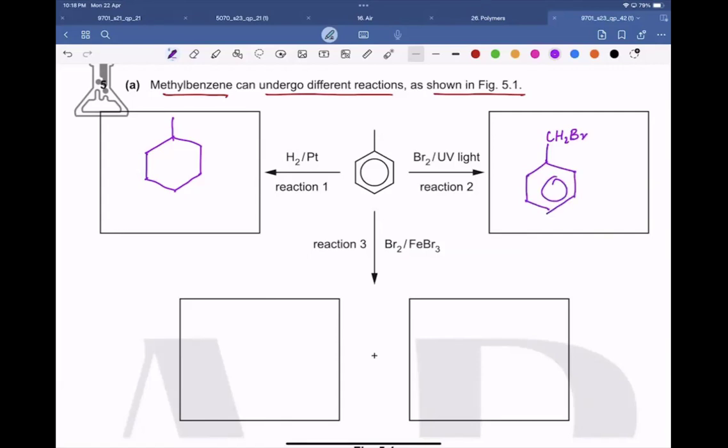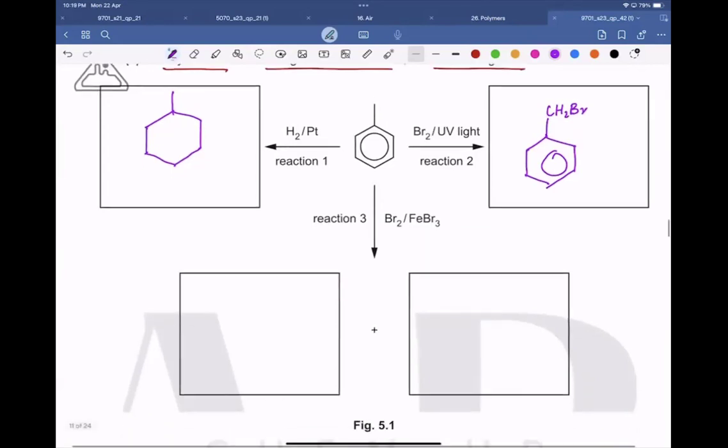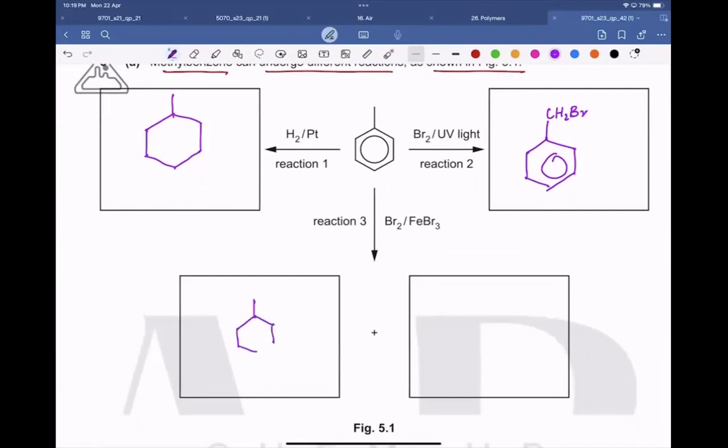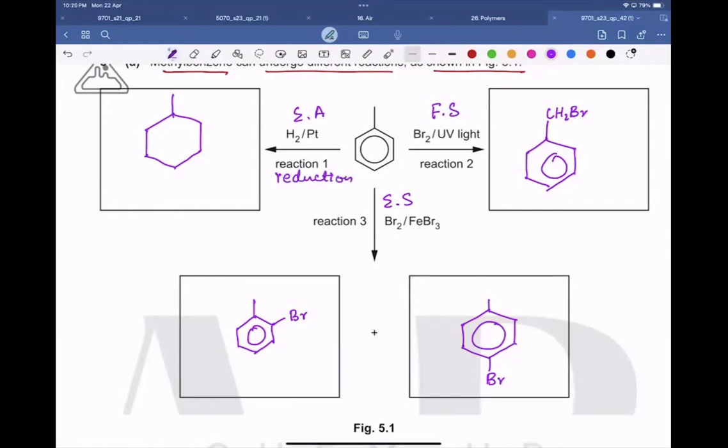When we react with bromine with FeBr3, which is a catalyst for the electrophilic substitution, we get two products, where the new group substitutes at positions 2 and 4. So this one and this one. Here it's a free radical substitution, here it's an electrophilic addition, and here it's an electrophilic substitution. As hydrogen is being added, it is also considered a reduction or hydrogenation.